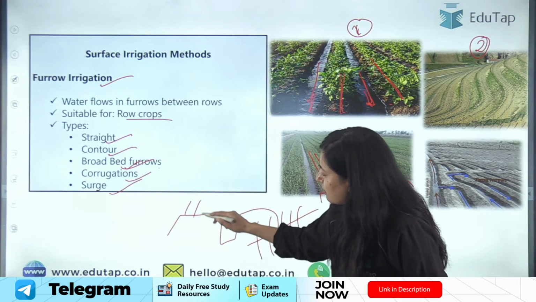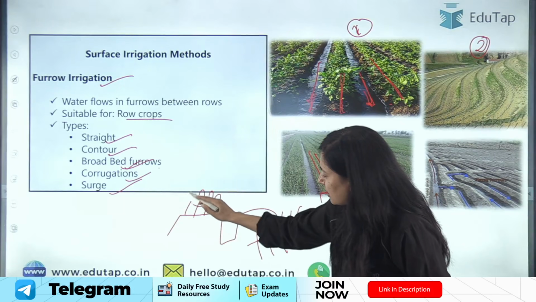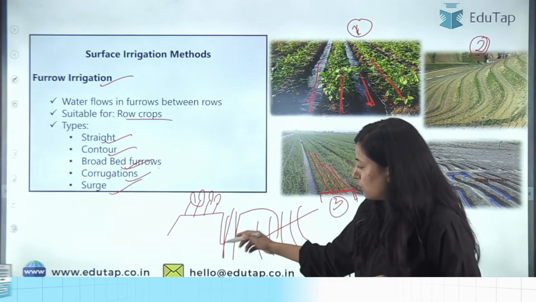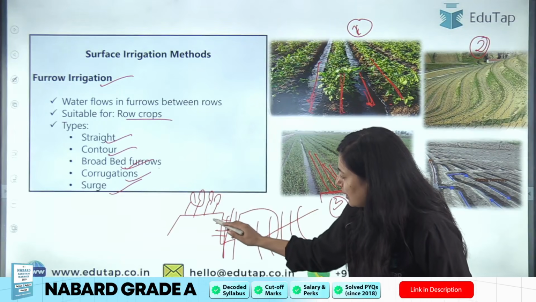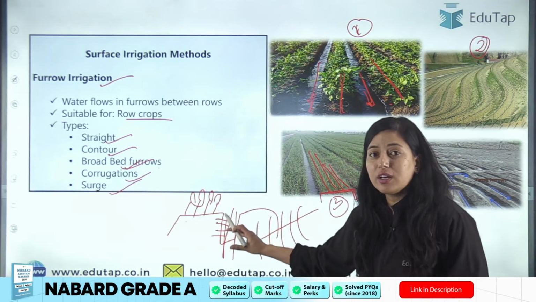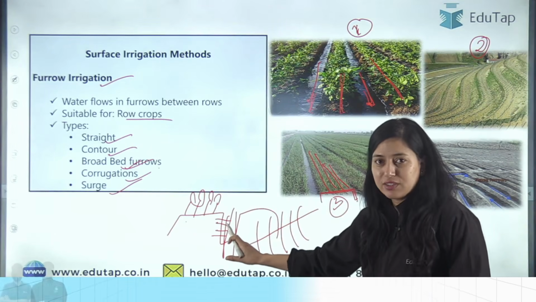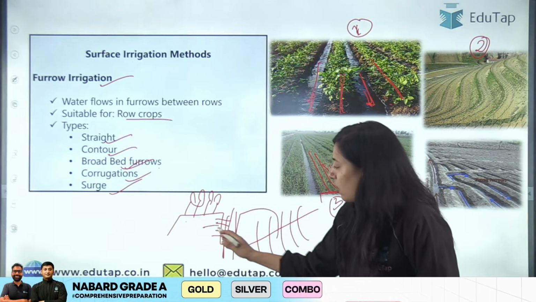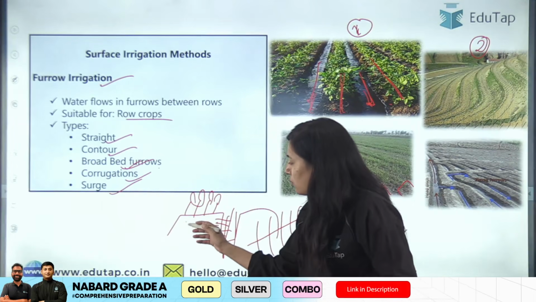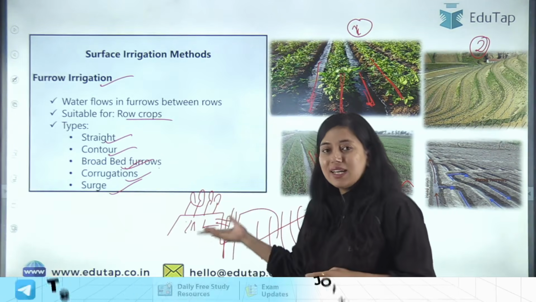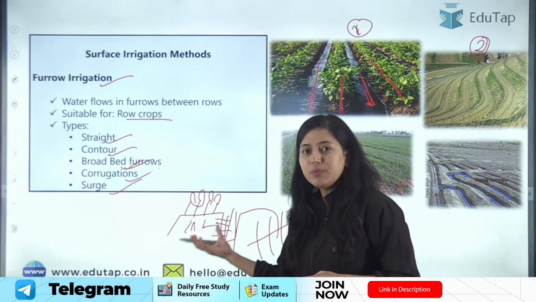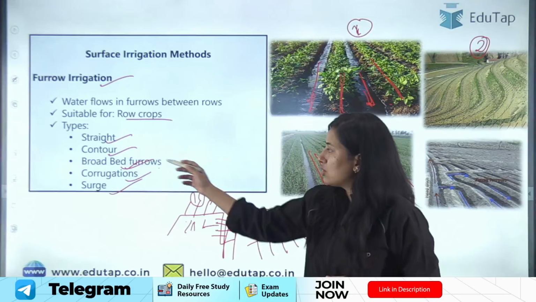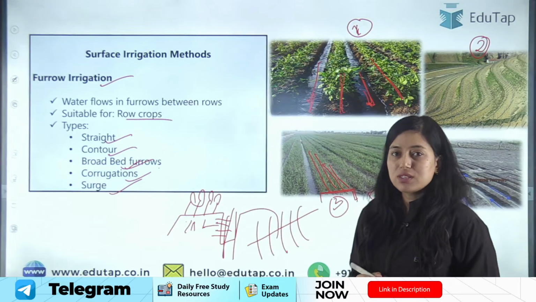On these broad beds plants are grown, and here water is allowed to move in the furrows, right? Then slowly this water moves horizontally, and the plant is not in direct contact with the water. Rather, from the horizontal flow of water, the plant root takes up water gradually, hence protecting the plant from water stagnation. So this is your broad bed furrow system, right?